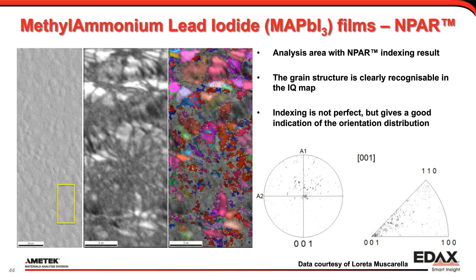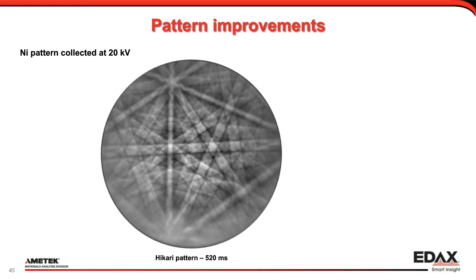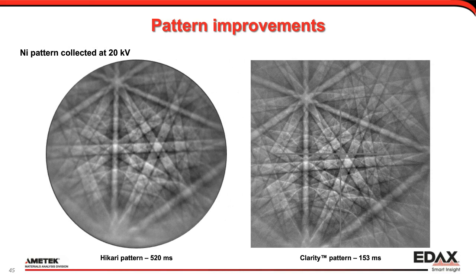Now, let's take a look at the next step in what we can do with these detectors. So I was talking about pattern improvements. We were talking about removing the lens and phosphor screen and going for sharp images, trying to remove any artifacts. And this is just to illustrate what the difference is. Here on the left is a pattern collected on a Hikari detector at 1x1 binning. It's 480 by 480 pixels. And it's a pretty nice pattern.